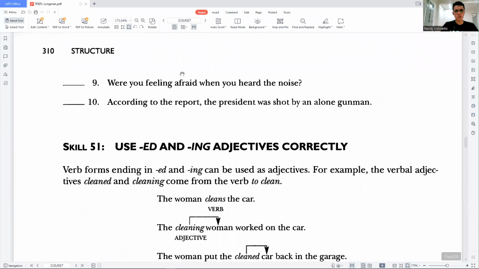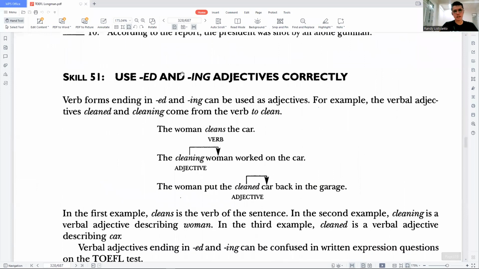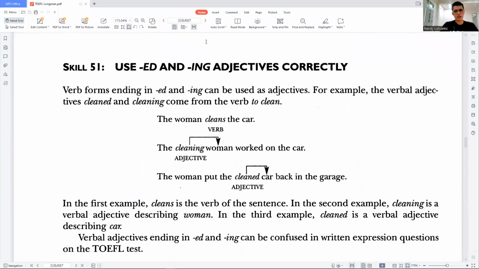And the last one, use ed and ing adjectives correctly. When we talk about it, we can return to present and past participle. Past participle. You still remember, right? If you don't remember it, just look back at the present and past participle topic.